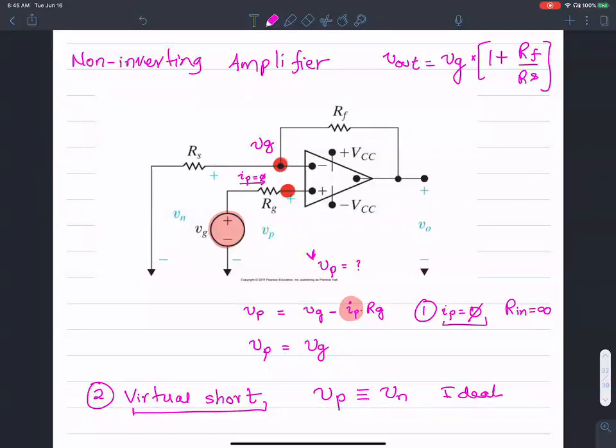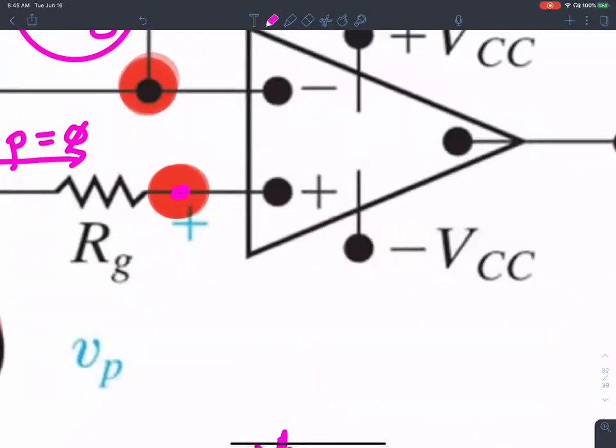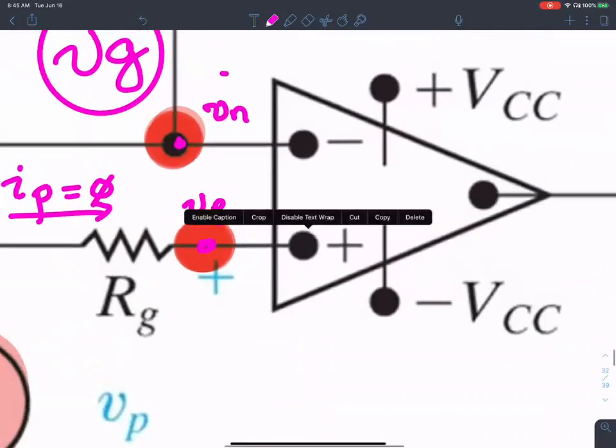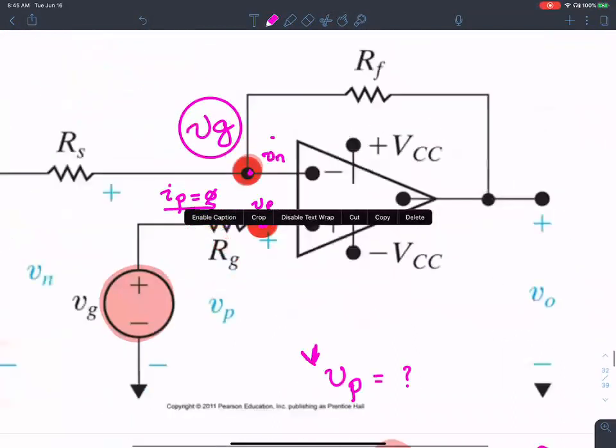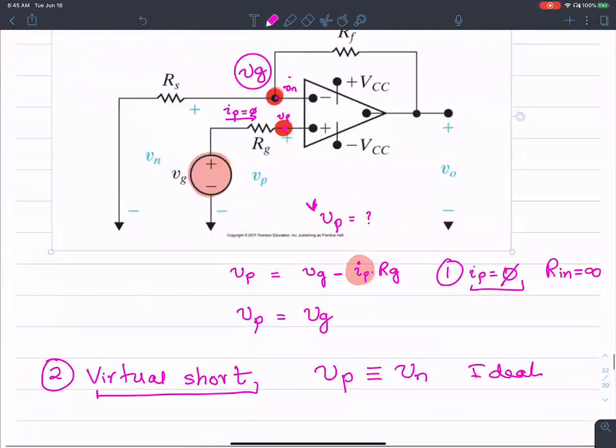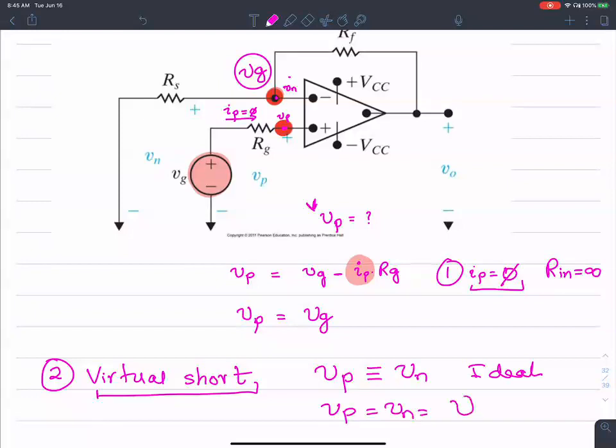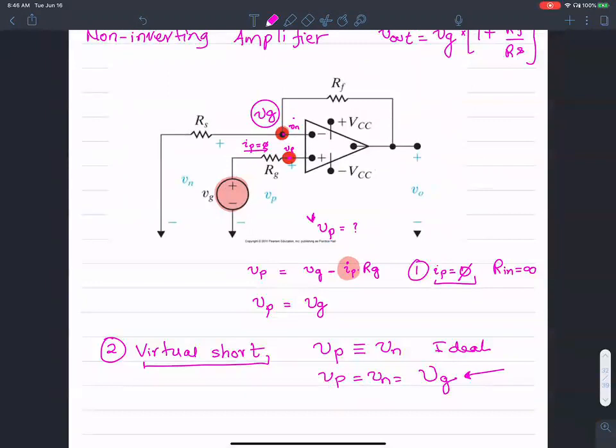Okay, so the next leap that we can make is the feedback forces the value at this guy, V negative. So this is V positive. This is V negative. Voltage at the positive terminal and voltage at the negative input terminal. And I know that V negative, equal to V positive, is going to be the applied input voltage VG. Okay, I'm comfortable expressing the voltages in VG because that's the input voltage that is being applied.